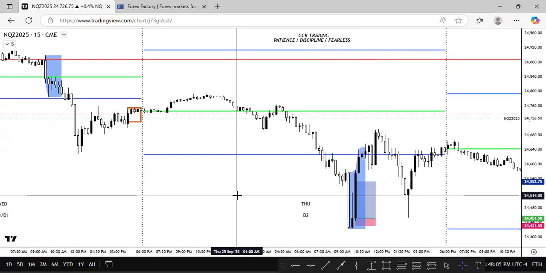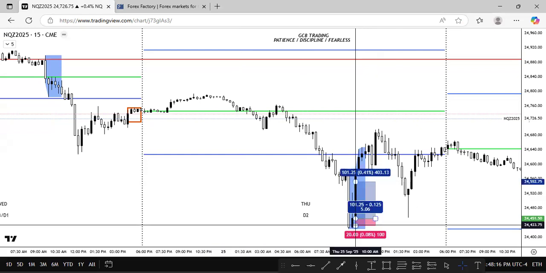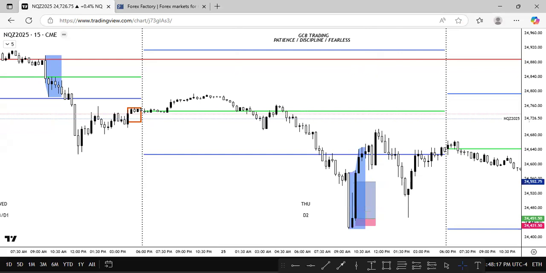I had my daily signal and my setup was there. We get the daily signal and the setup was there. We get the trap and shift pattern.